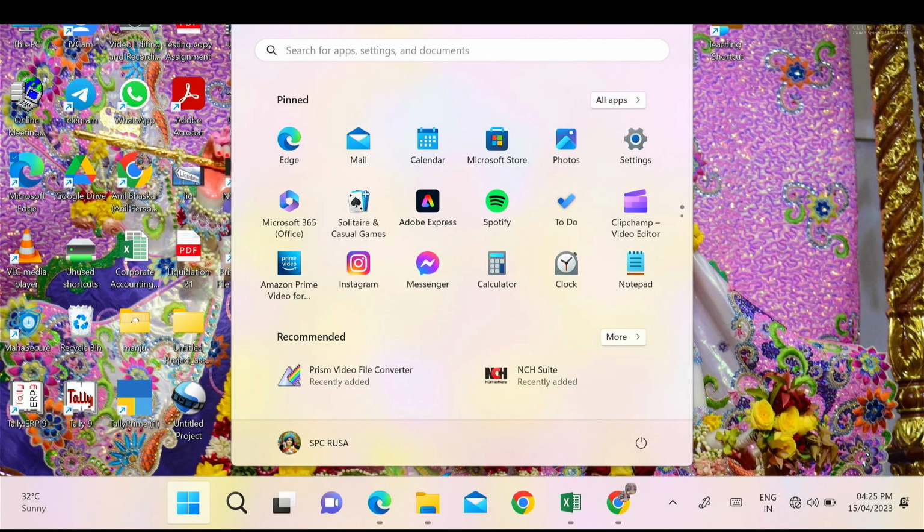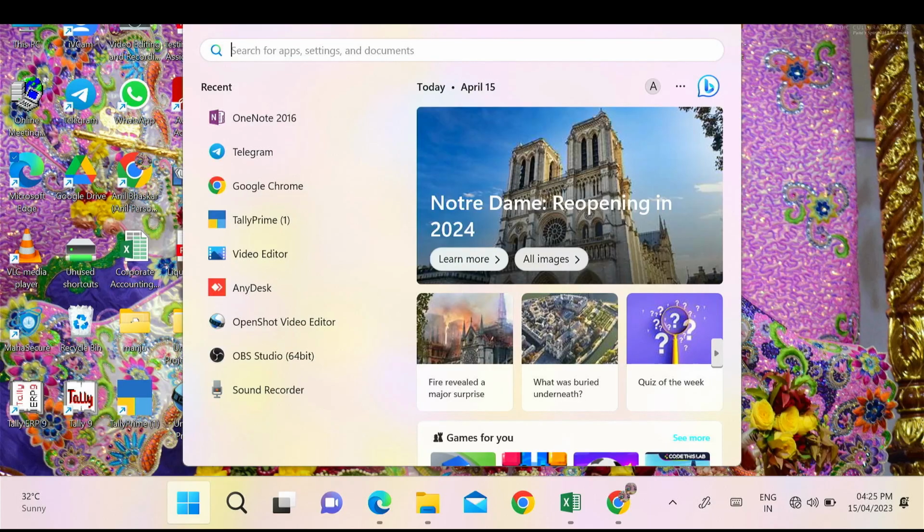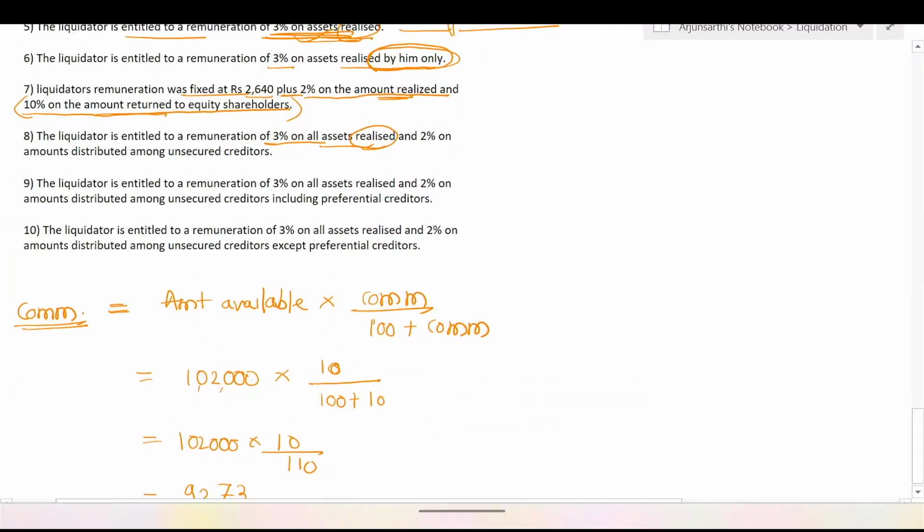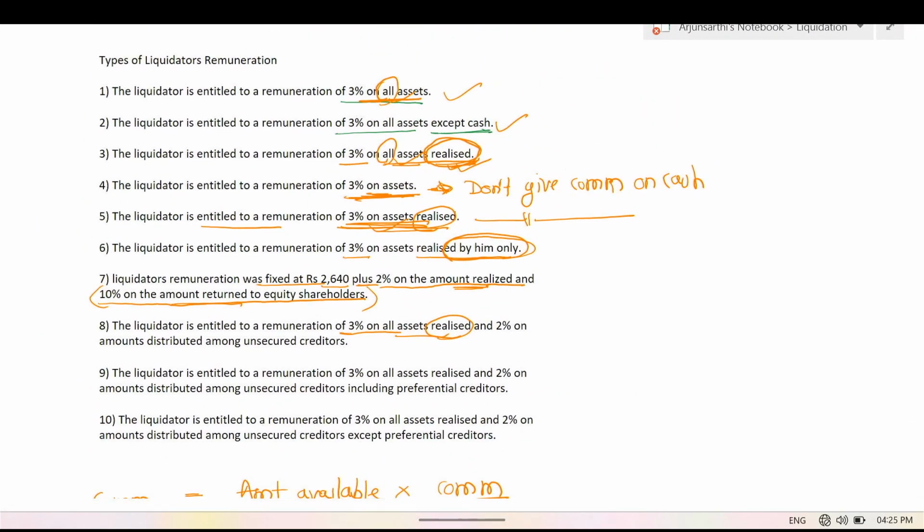Which unsecured creditors? They are not mentioned as to which creditors, secured or unsecured, correct? Now they are just saying 2% on the amount distributed to unsecured creditors. If nothing is mentioned, then unsecured creditors include preferential creditors. That means unsecured creditors means unsecured creditors plus preferential creditors.